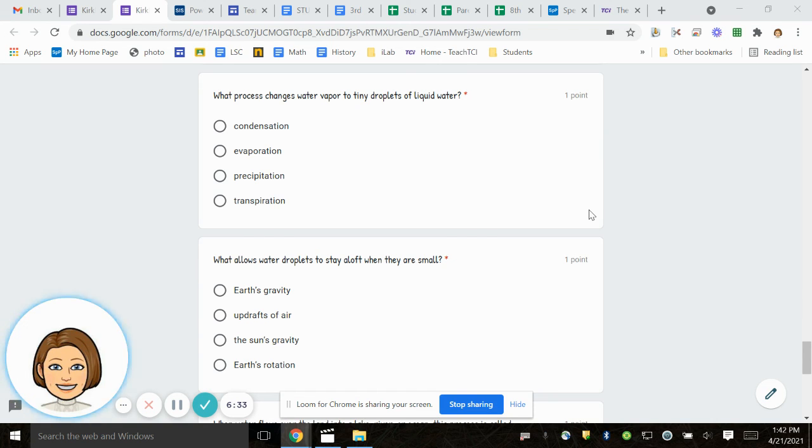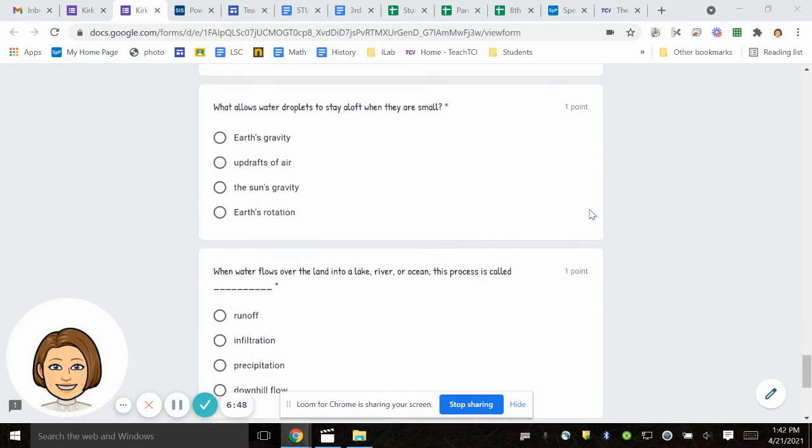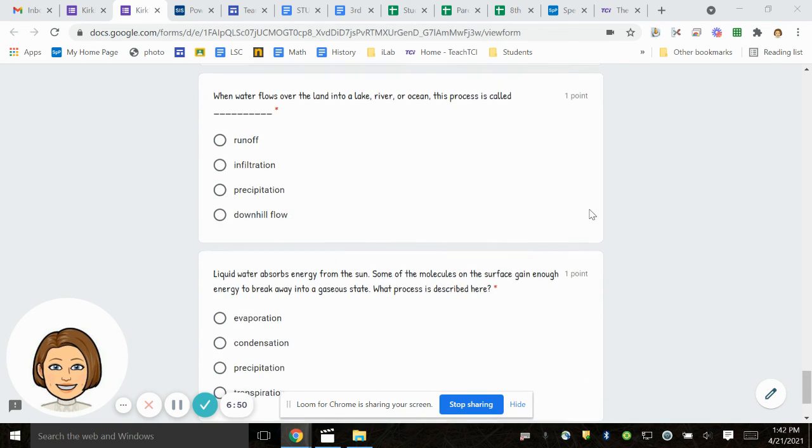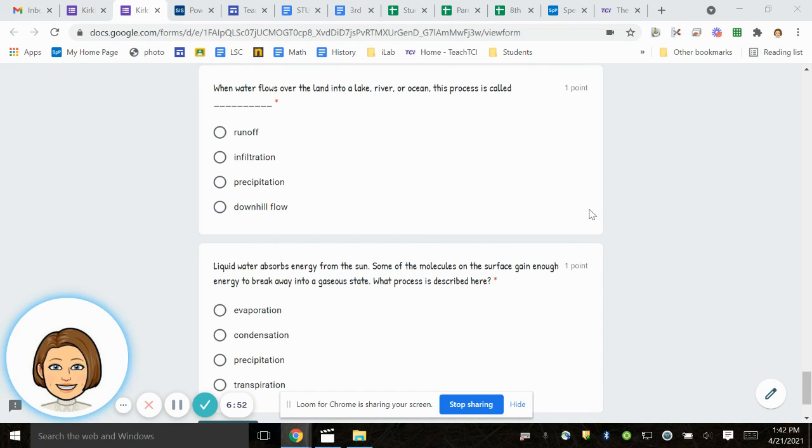Number 18. What allows water droplets to stay aloft or in the air when they are small? Earth's gravity, updrafts of air, the sun's gravity, or Earth's rotation. Number 19. When water flows over the land into a lake, river, or ocean, this process is called runoff, infiltration, precipitation, downhill flow.